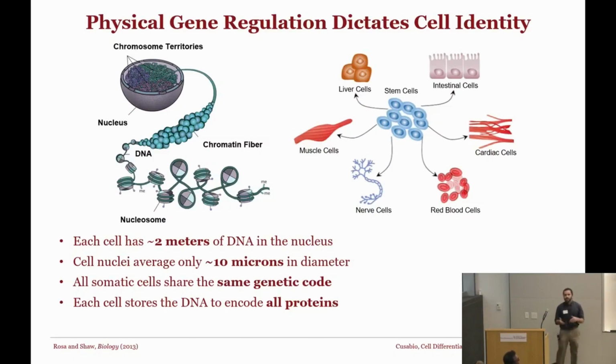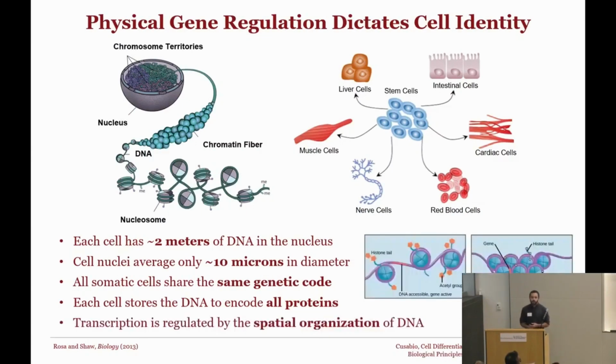And this is because we have a diverse array of cell types that all share the same underlying genetic code. A large part of controlling gene expression is controlling which genes are accessible. So we know that genes in transcriptionally accessible regions tend to be transcribed, while those in tight regions tend to be suppressed.